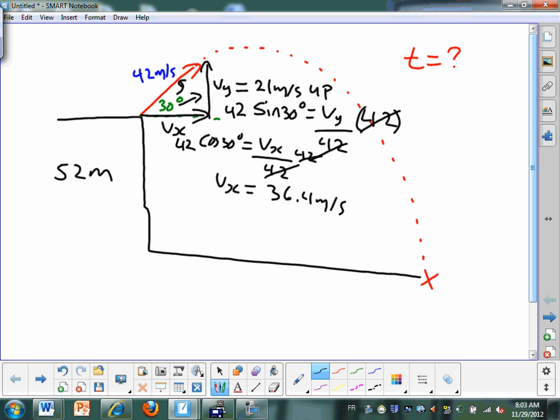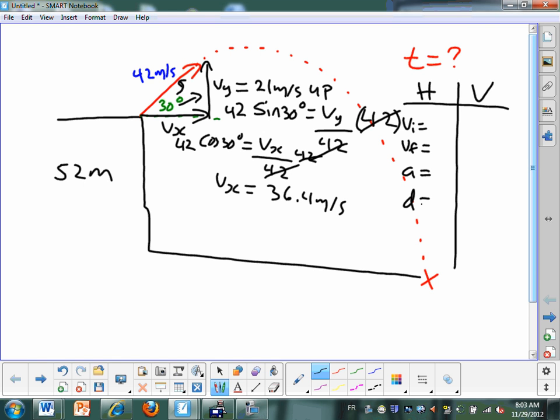I'm going to make a chart in the horizontal direction and the vertical direction of all the things that I know. Now I could find out velocity initial, velocity final, acceleration, displacement, and time for both of these. We're going to see which of these variables I can identify.